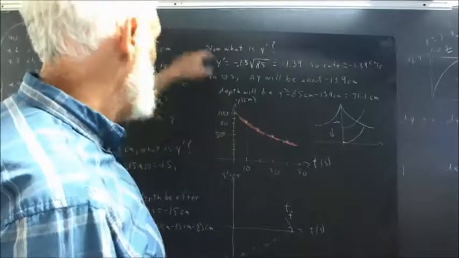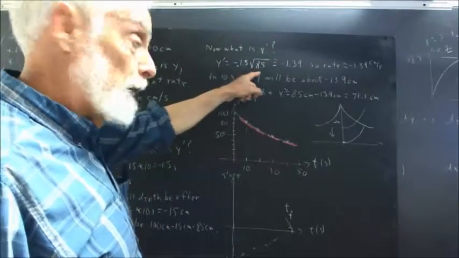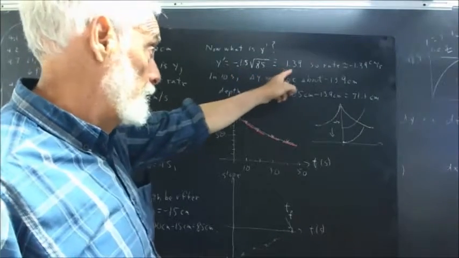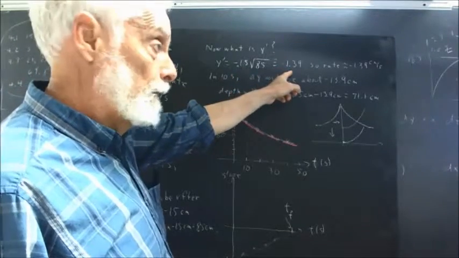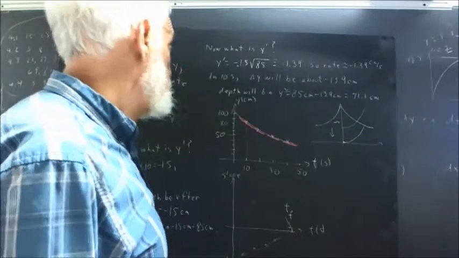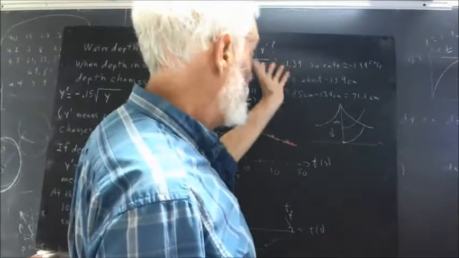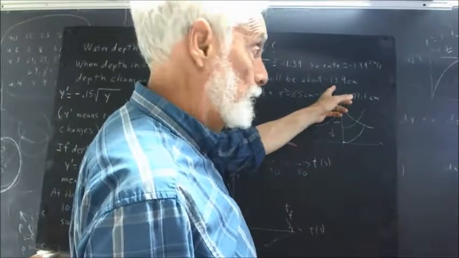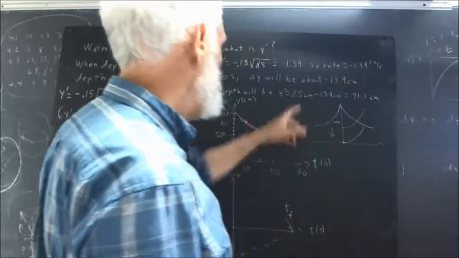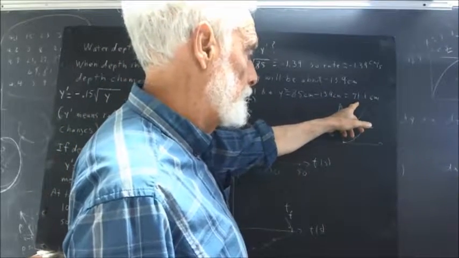So the question is now, what is the value of y prime? Well, we're going to plug 85 in here and we're going to do the calculation. I think we get about negative 1.39, so the rate is about negative 1.39 centimeters per second. So in 10 seconds, delta y is going to be what? Well, it's going to be about negative 13.9 centimeters. Put that together with your 85 centimeters, you find that you're at 71.1 centimeters.